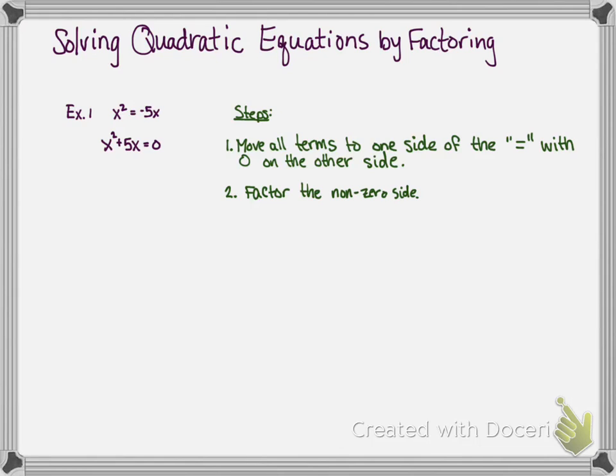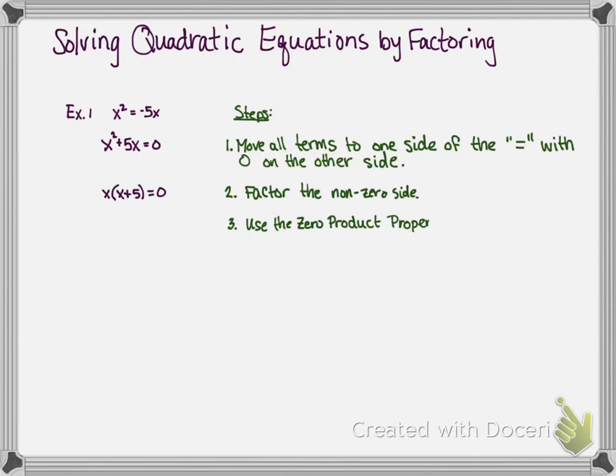Next, factor the non-zero side. So the left-hand side we can factor, and there's a greatest common factor, an x, so we pull it out. x squared divided by x gives us our x in the parentheses. 5x divided by x gives us our 5. So it factors to x times (x plus 5). It's still equal to 0.